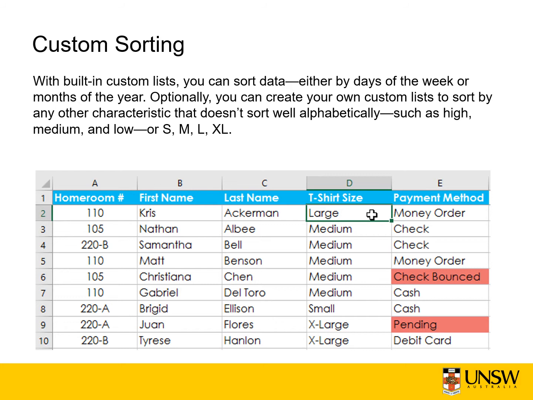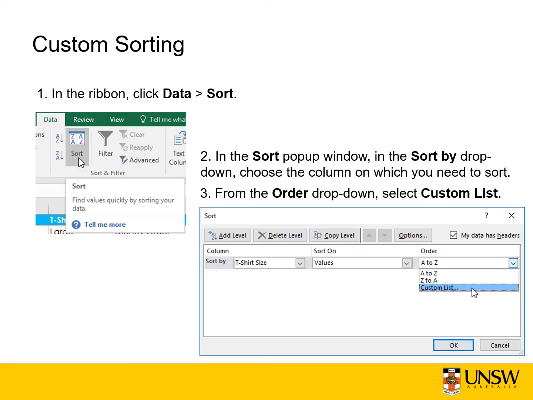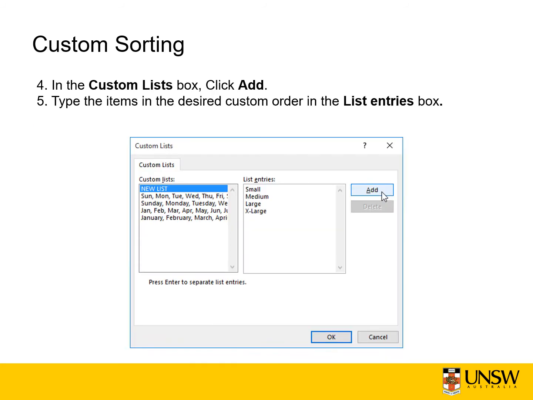To do this, as the first step, select a cell in the column you want to sort by. Then select the Data tab and click the Sort command. The Sort dialog box will appear. Select the column you want to sort by, then choose Custom List from the Order field. The Custom List dialog box will appear.